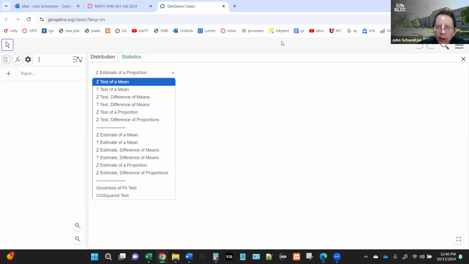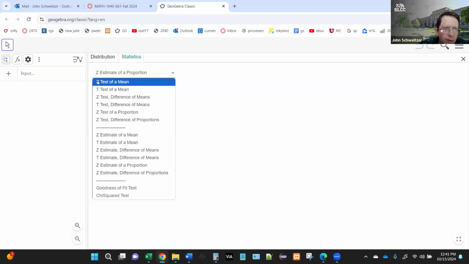Exactly, Julia. Perfect. And why is that? Well, because we don't know what the population standard deviation is. If we did know the population standard deviation, then it would be a z-test of a mean, but we don't. Okay, so pretty much in this class, anytime you're doing inference about mu, it's going to be the t-distribution.